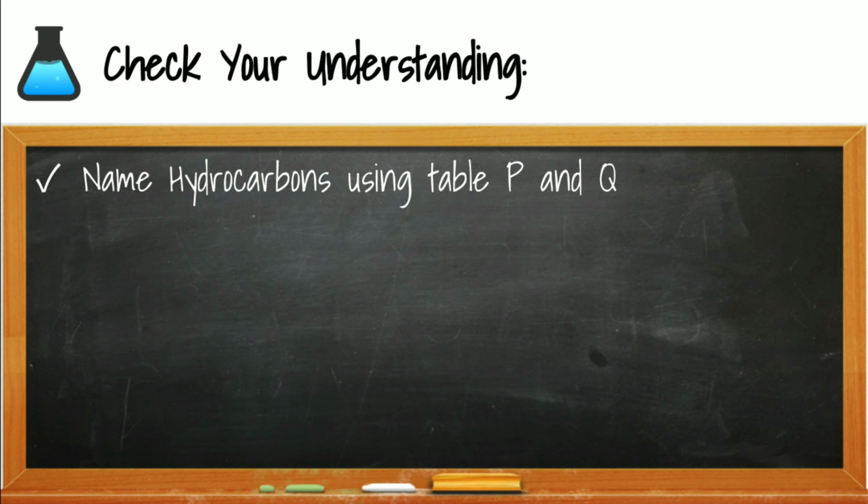So by now, you should be able to name a hydrocarbon using reference table P and Q. And that is the last skill that you need to have mastered for lesson number 61. Make sure you've taken great notes. Write down any questions you have and we'll discuss them in class, and I'll see you soon.